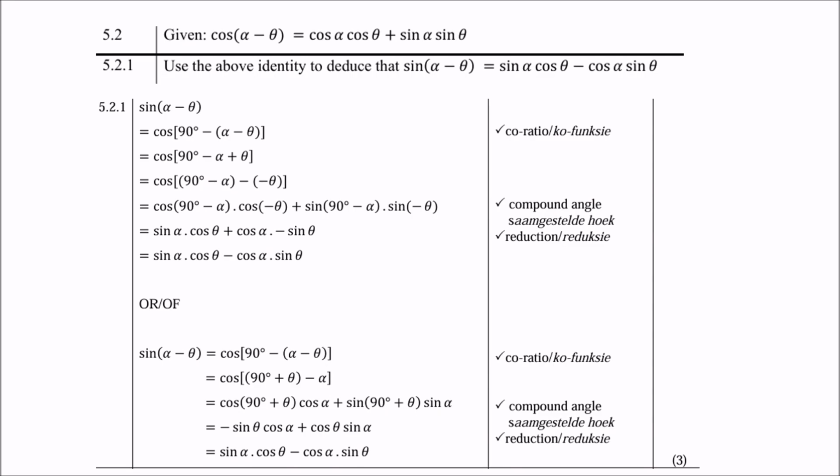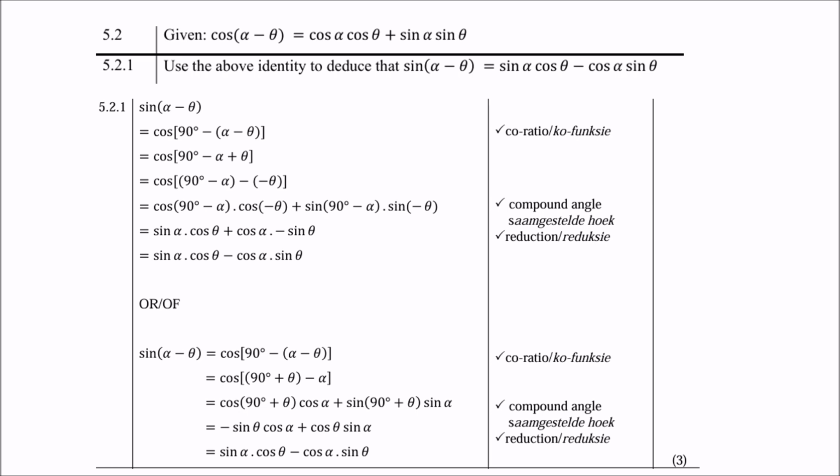Or, alternatively, you can again do the same thing, 90 minus alpha minus theta, right? Remove the brackets, rearrange the terms. Now I have theta instead of alpha inside the bracket. Then again, expand it the way cos alpha minus theta was given, right?